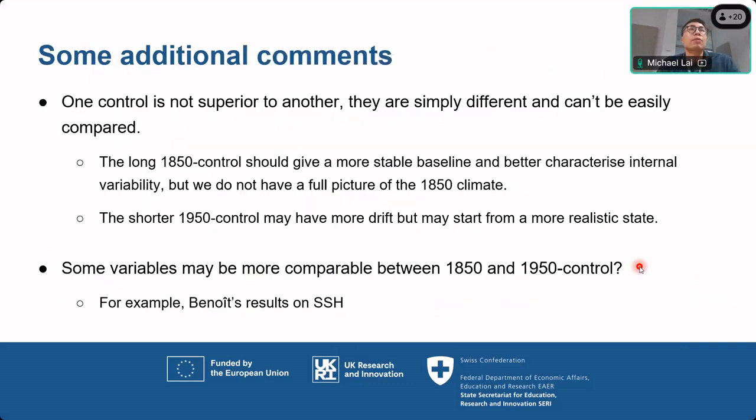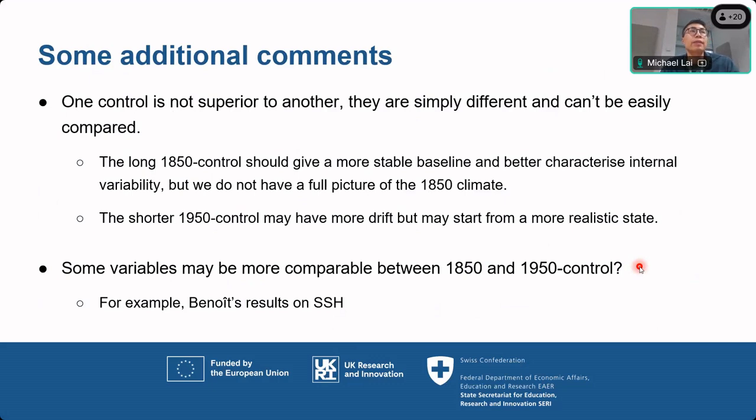Just some additional comment is that one control is not superior to another. They are different, and they're things that can't be easily compared. They might serve different purposes. The 1850 control gives you a better sense of what internal variability might look like in the models, but we don't really know what the 1850 climate looks like. The shorter 1950 control might have some drift because there's some CO2 in the atmosphere already in 1950, so if you ran it for too long, it will drift. But you might be able to start from a more realistic state that we have observations of.